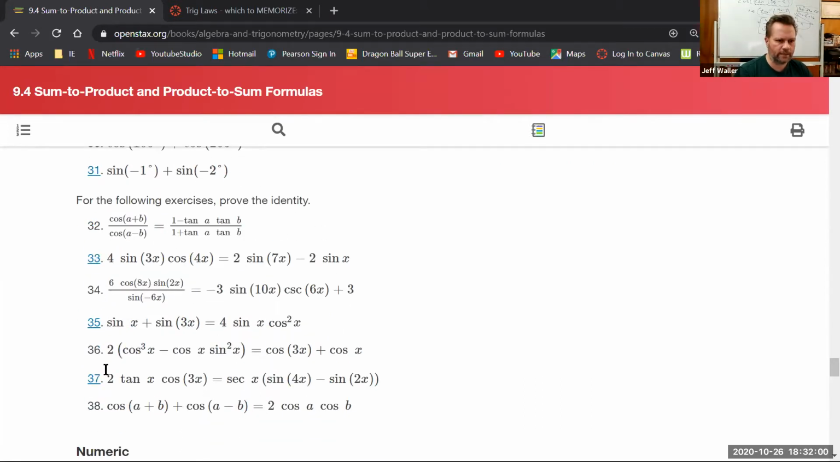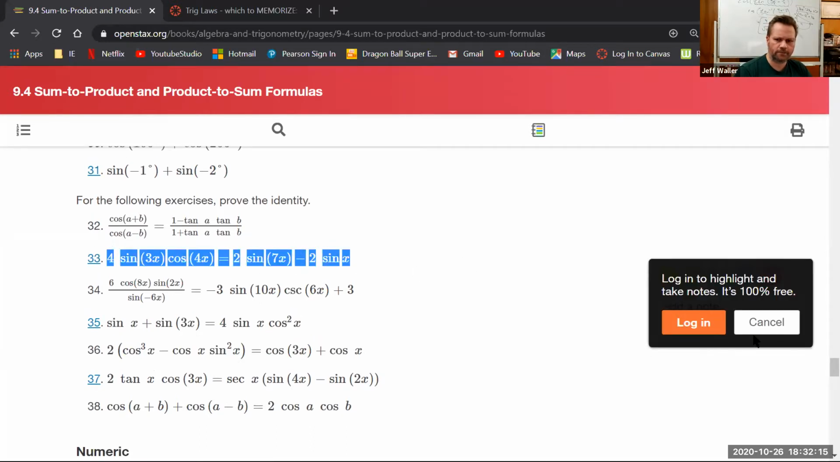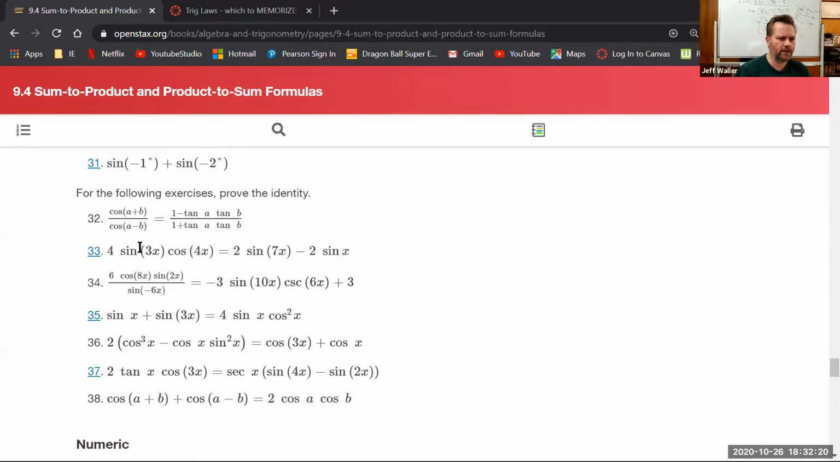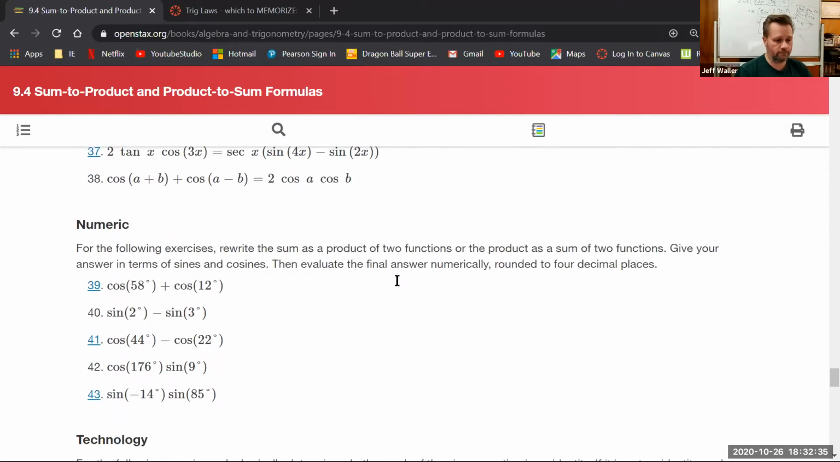And then you have some identity proofs. These are going to be some of the more interesting ones. But again, for example, number 33, do you see how there's a product there? And on the other side, there's a difference. So I probably could start on this side and look up the sine alpha, cosine beta, and use that identity and just start attacking it. So I want to look for identities I can work with. All right, some of those are going to be fun.